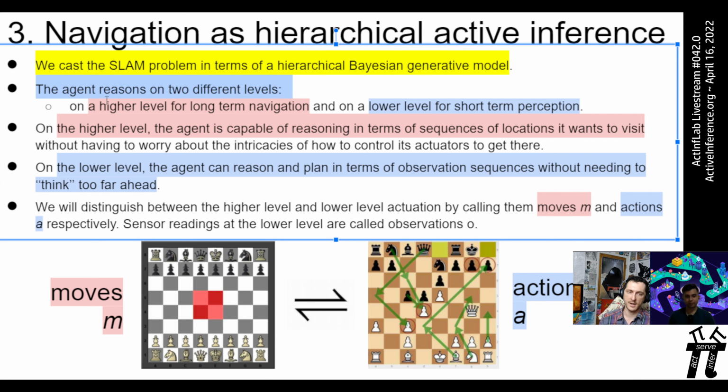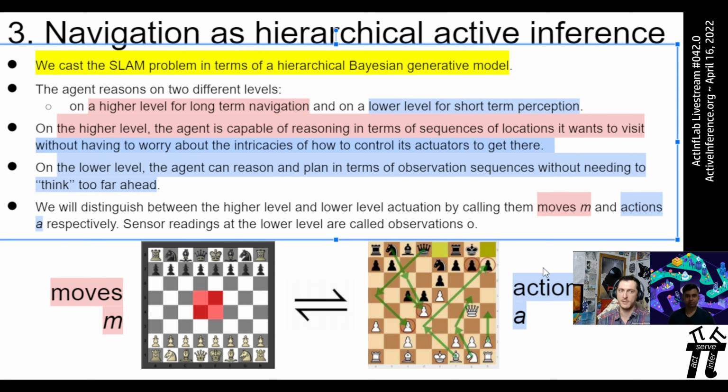So there's going to be the use of a higher and lower to describe these 2 different ones, but one could use different spatial metaphors like inner or outer or however else. But this is going to be consistent with the coloring and which one is placed above or below. On a higher level for long-term navigation, and on a lower level for short-term perception. On the higher level, the agent is capable of reasoning in terms of sequences of locations it wants to visit. I want to go to the post office, and then to the university, and then back home, without having to worry about the intricacies of how to control its actuators to get there. Like I'm not overthinking the footsteps and how to cross the street.